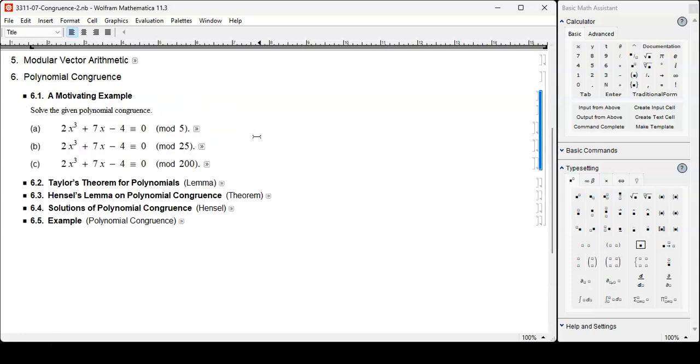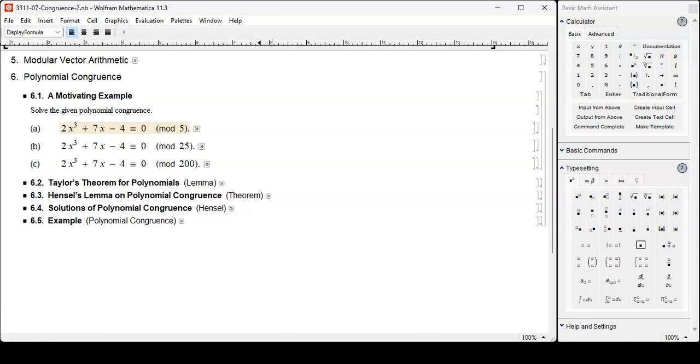Here's a motivating example. 2x cubed plus 7x minus 4 is congruent to 0, mod 5, and then mod 25, and finally mod 200. Which is easiest? Of course, the first one is the simplest, and that's where we're going to start. How to handle this problem? Factorization of those kind of things will not work here. You can clearly see that.